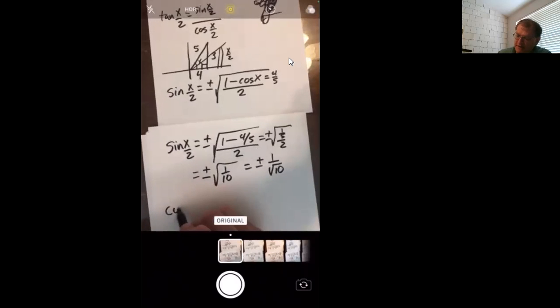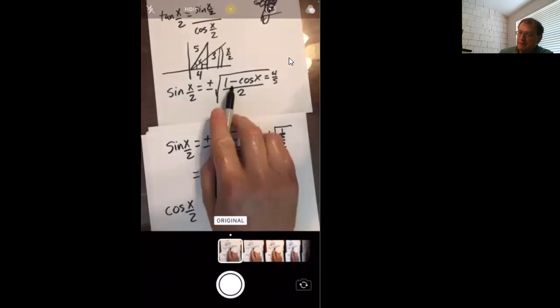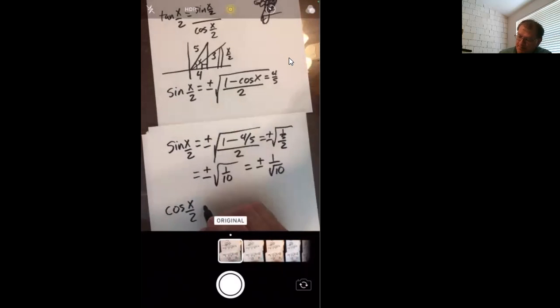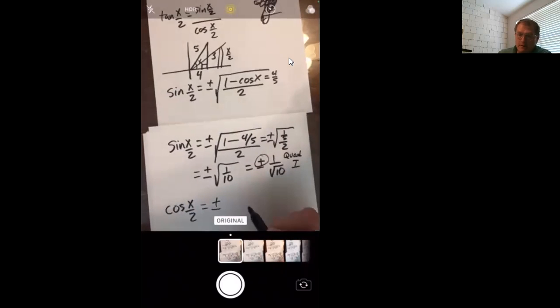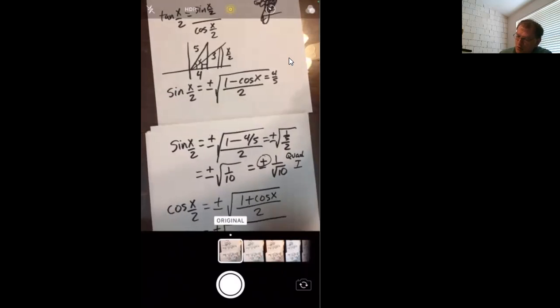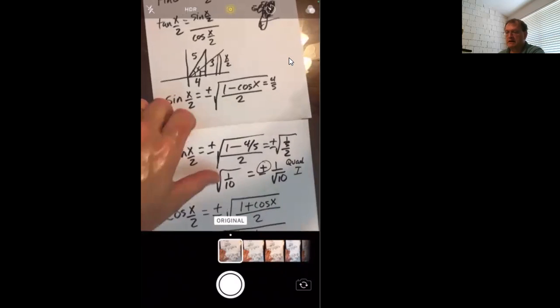All right, now cosine of x over 2 is going to be really similar. Just remember, it just changes to a plus sign. Oh, by the way, it's positive in quadrant 1. Plus or minus big square root 1 plus cosine x all over 2. Well, that'll be plus or minus big square root 1 plus 4/5 all over 2.